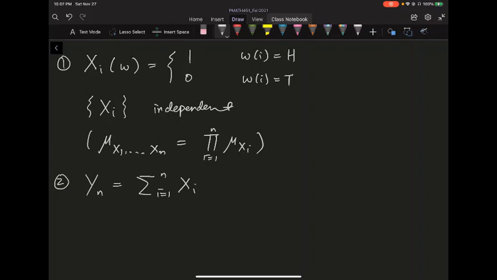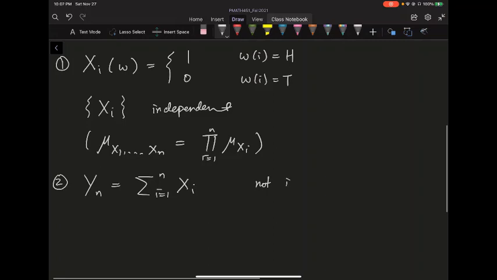Each of these Y_n are just a finite sum of some measurable functions. So again, it's measurable, but they are not independent. Clearly, the value of Y_{n+1} is going to depend on Y_n.